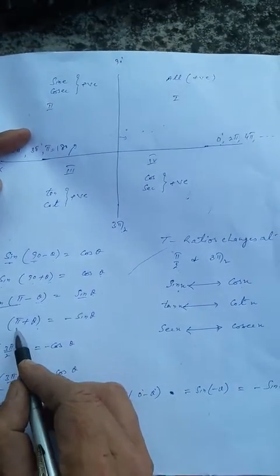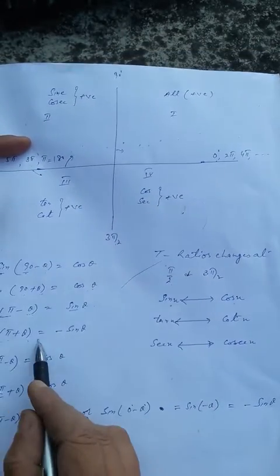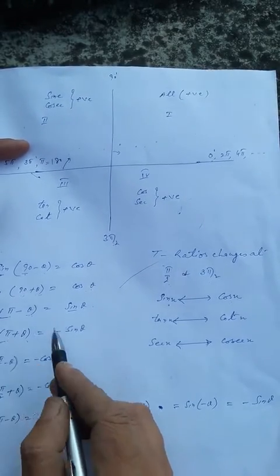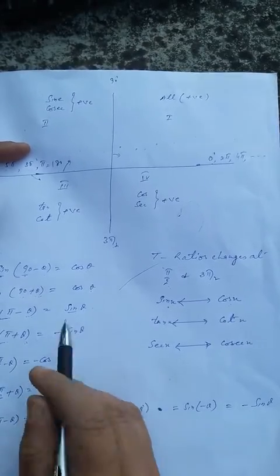Done. So that means it's 180 plus something, which means we are in the third quadrant, and at 180 degrees the ratio will not change, so it stays sine, and in the third quadrant sine is negative, so that's why it's minus sine theta.